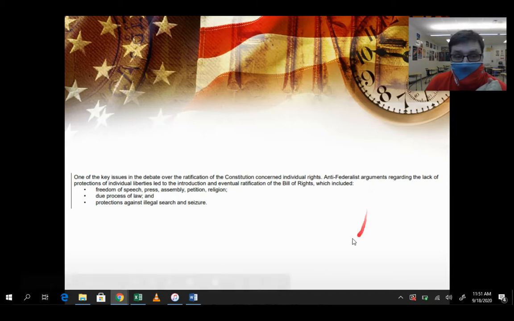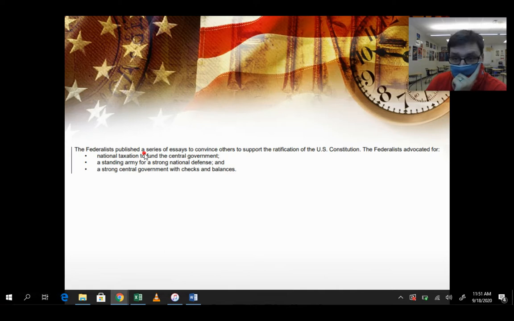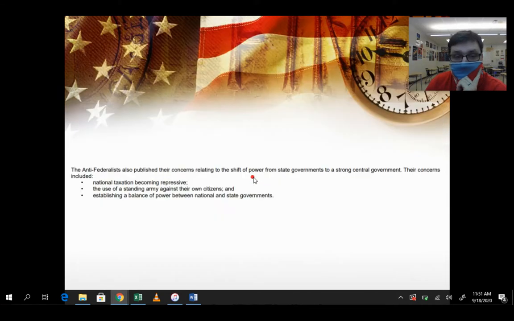Now let's just go back to this whole question in the first place of the Federalists versus the Anti-Federalists. Which do you agree with? Do you agree that we needed a stronger national government than the Articles of Confederation? That we need a national taxation power, national standing army, and a strong central government with checks and balances? Or did you agree with the Anti-Federalists who said national taxation is bad, can become oppressive, a standing army can become oppressive, and that the states should have more power than the national government? Which do you side with?